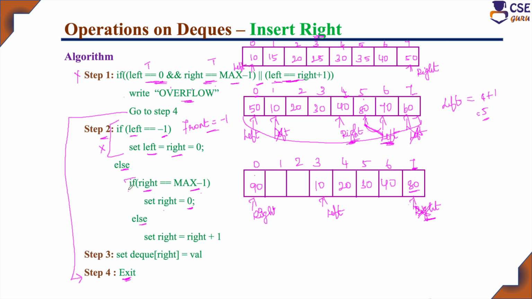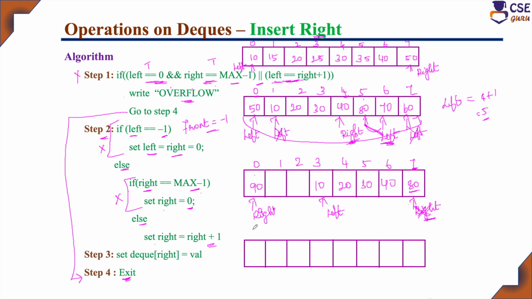Else, if this condition is also false, what is the meaning? Set right is equal to right plus 1. This is the normal case. Here, this is the Deque data structure. Now, right is pointing here, the 5th memory location. Left is pointing to the 2nd memory location.